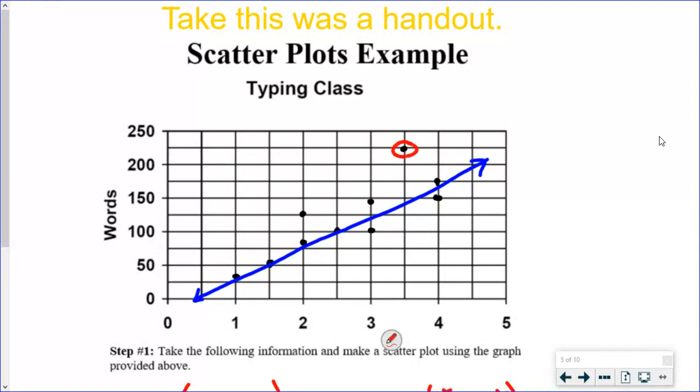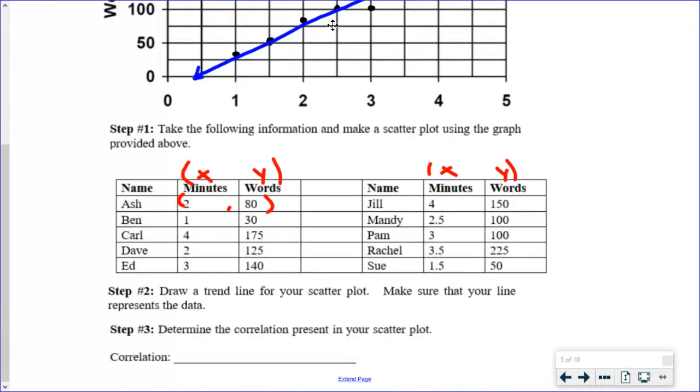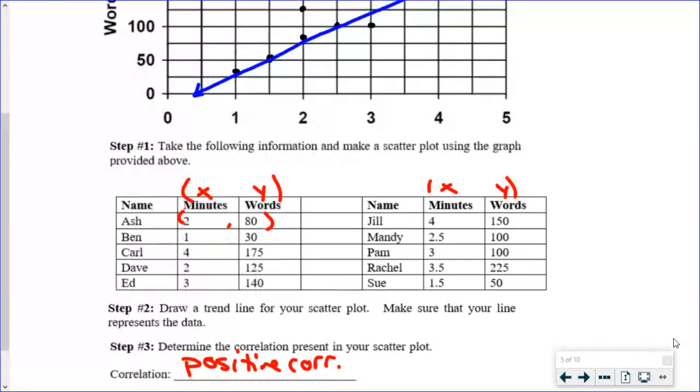This point here, remember, is considered an outlier. It's kind of out of the way. It doesn't really average out with the rest of them. So we're just going to ignore that point when we're making our line of best fit. Okay, so draw in your line right now. Then determine the correlation. That's step 3. So down here, step 3. What is the correlation of that blue line? Well, it's a positive slope. So right down here, write that it is a positive correlation. Okay? Now, don't flip your piece of paper yet.